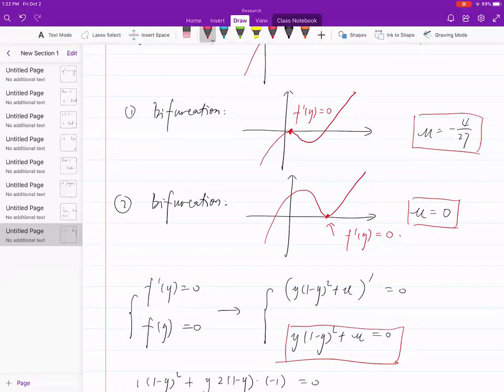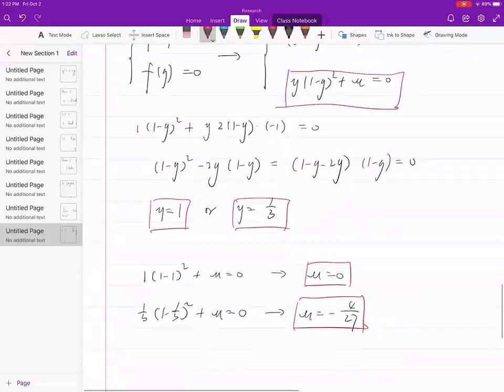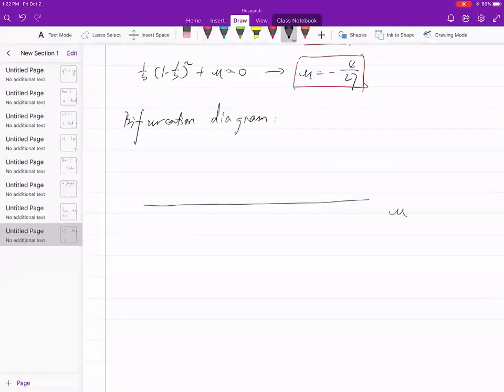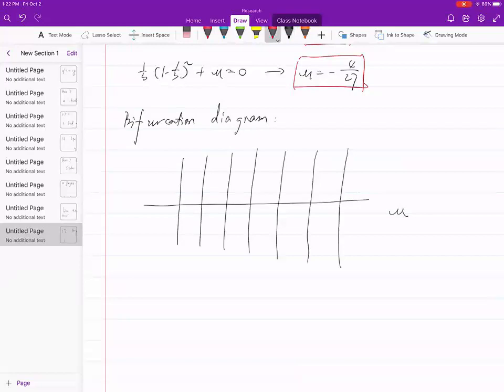Sounds good? Cool. It's not required because in general it's hard. However, for this one, you can actually draw the bifurcation diagram. So let's just draw it for fun. Different mu. Okay, a bigger mu only shifted the whole thing up.